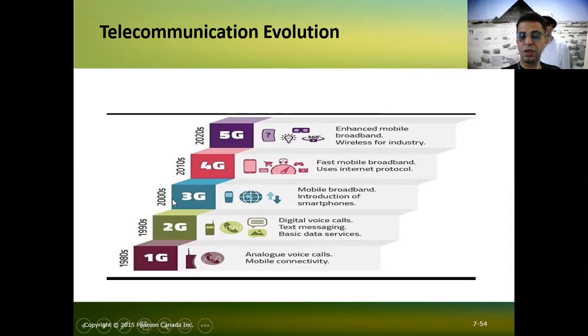And then you had the 3G, which is in the 2000s, which is mobile broadband. There were different broadband and the introduction of the smartphone at that time. Really, it took over. So you had a smartphone. And then you had the 4G, which is fast mobile broadband, uses internet protocols. So you can use the internet. And then it's the 5G now, which is enhanced broadband wireless. So each generation comes with better service or better functionalities or better technology in general to the telecommunication.